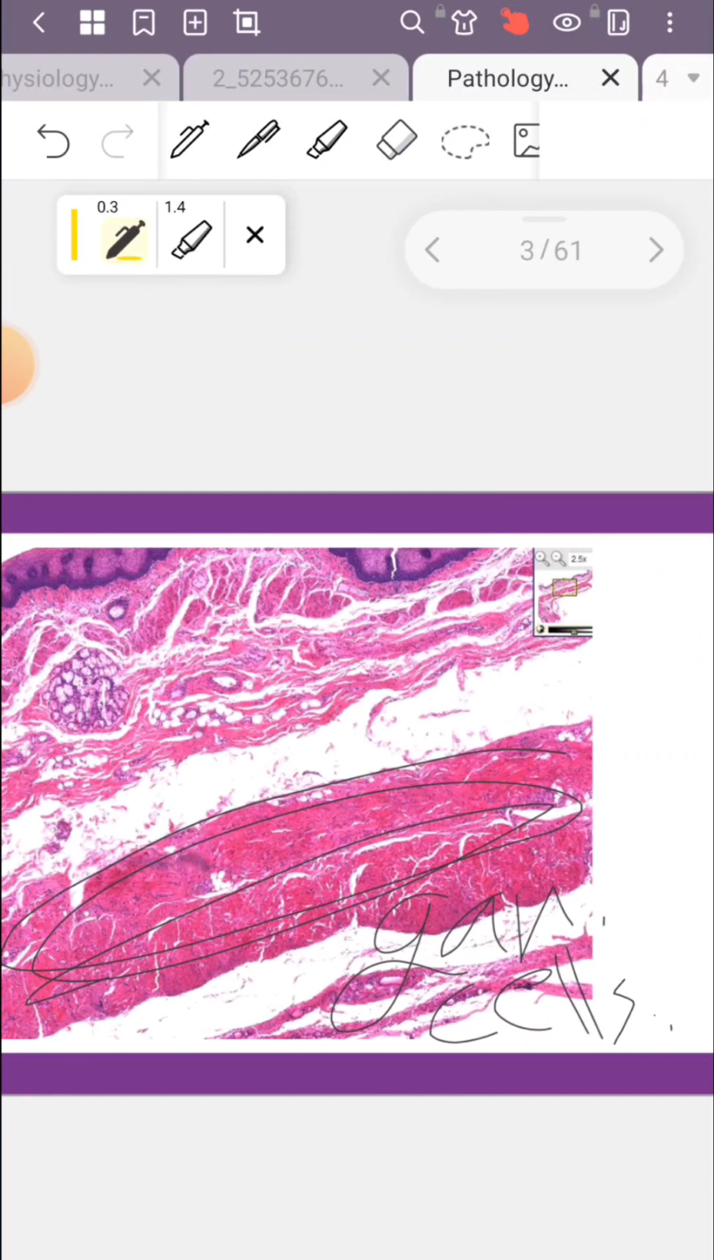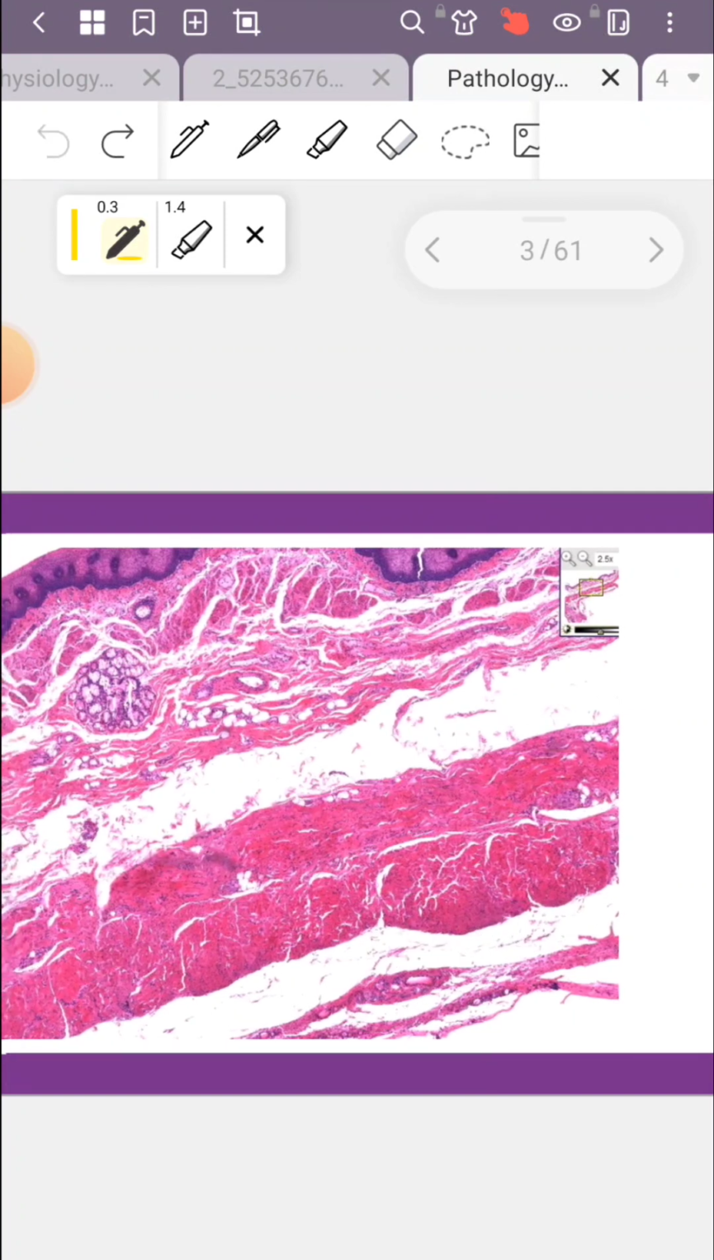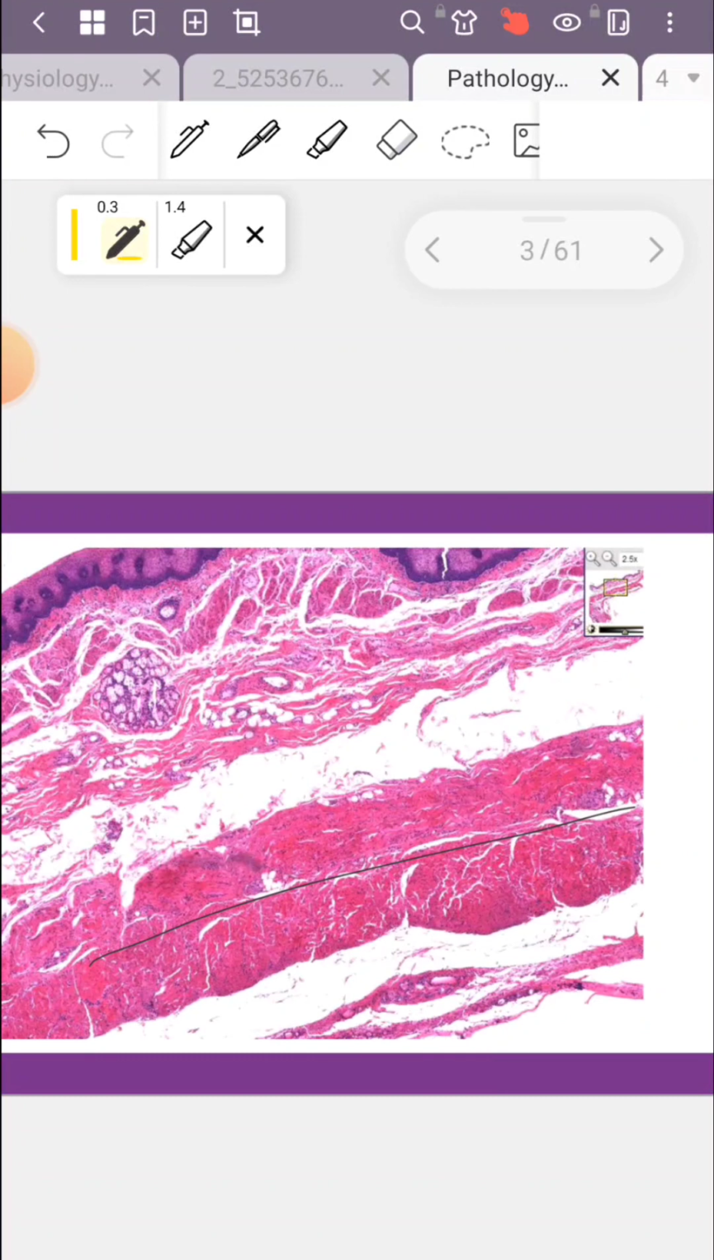When we examine it under the microscope, we take multiple sections. Normally ganglion cells are present here. In achalasia, the nerve bundles are present but without ganglion cells. The ganglion cells are destroyed. Okay.